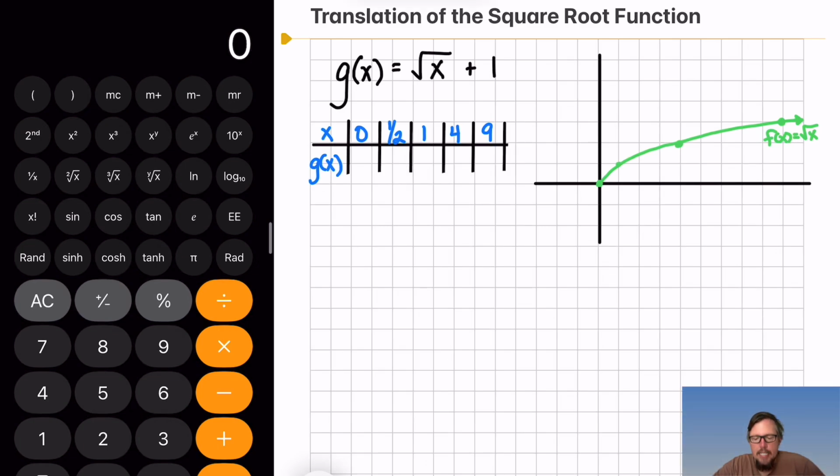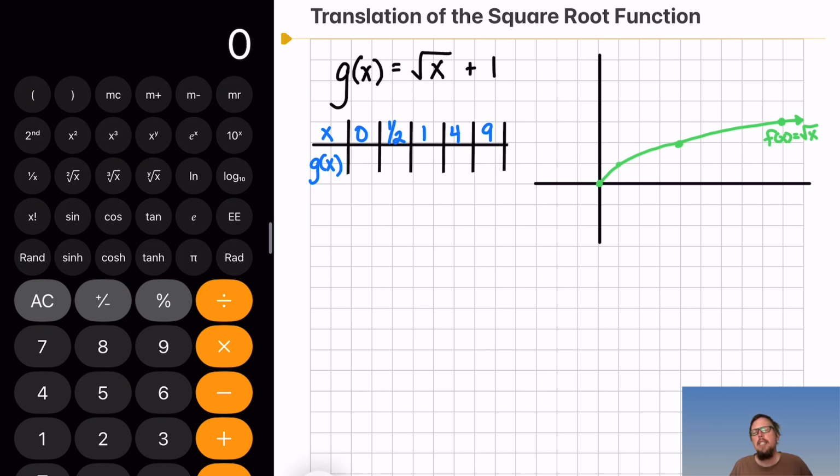Let's talk about translating the square root function. And a translation is what's called a rigid transformation. And that means the size of our graph is not going to change. We're not going to do any stretches or compresses with this graph. We're just going to take it and slide it around on the coordinate plane. So all we're going to do with a translation is shift the graph up, down, left, or right.